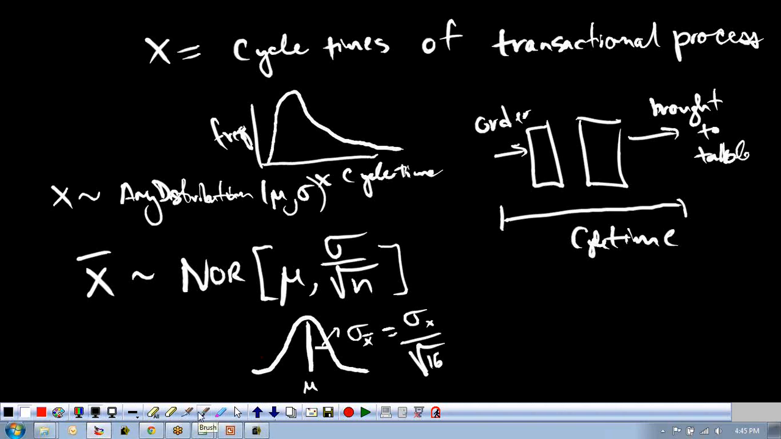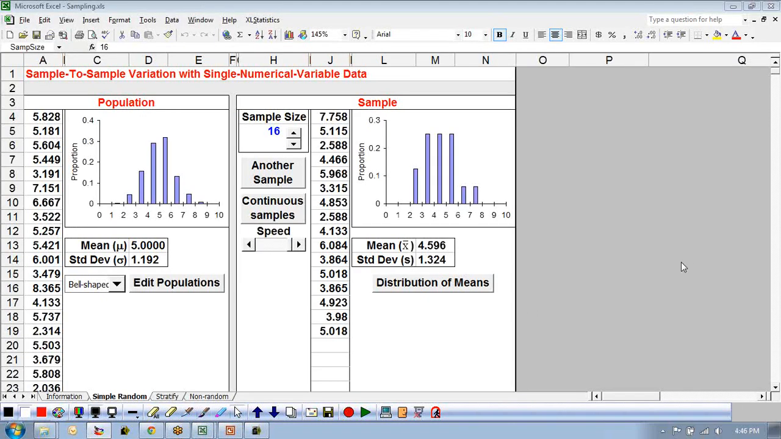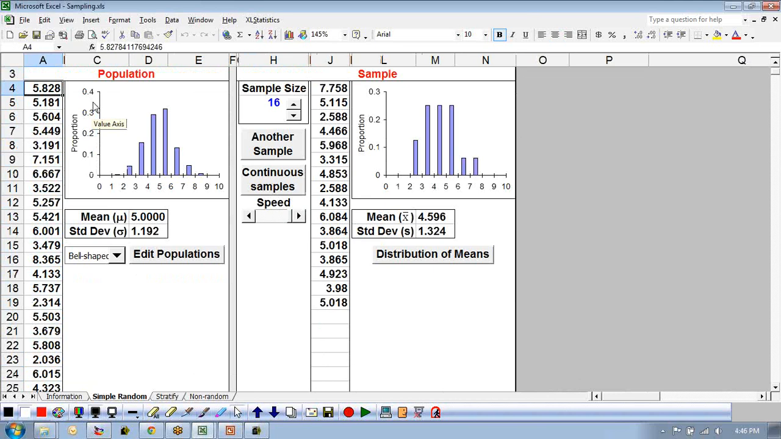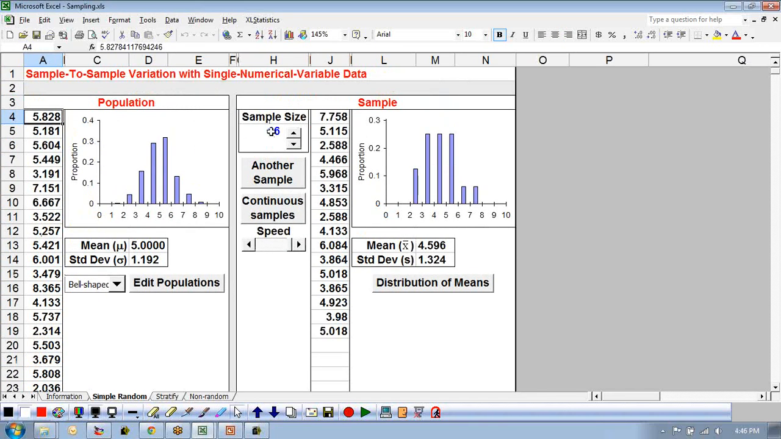Now, I'm not going to prove this mathematically, but I'm going to give you a bunch of examples that will illustrate that this is actually true. The proof is interesting, but it's not a necessary thing for most black belts. If you want to be a mathematical statistician, you need to know it. This lecture is not for mathematical statisticians. So let's take a look. On the left-hand side, I've got what I call the population, which is 1,000 data points. So it's not quite infinite, but it's very big. And on the right-hand side, I've got 16 points that are taken randomly from that.